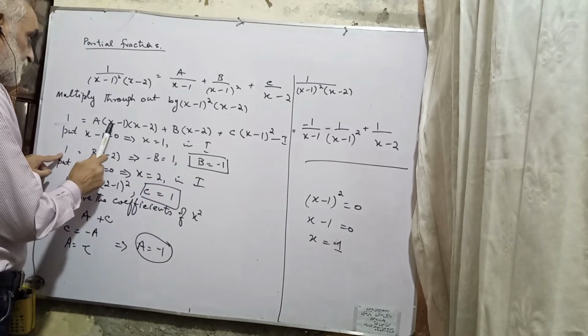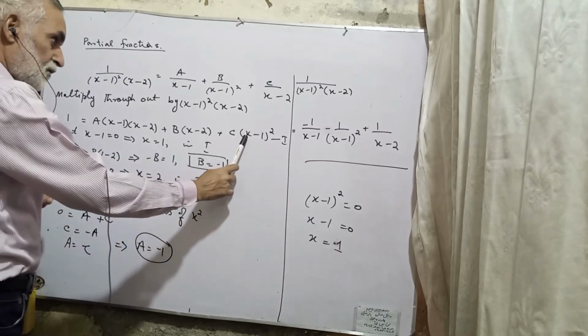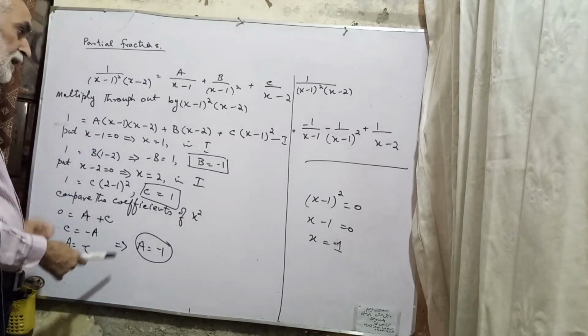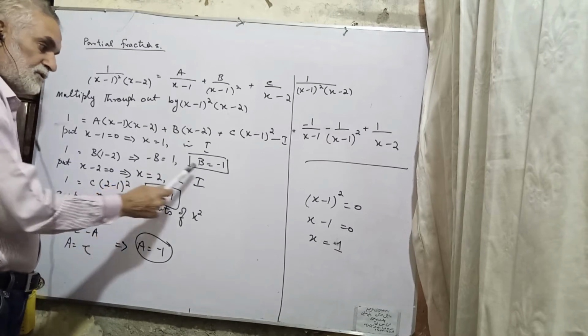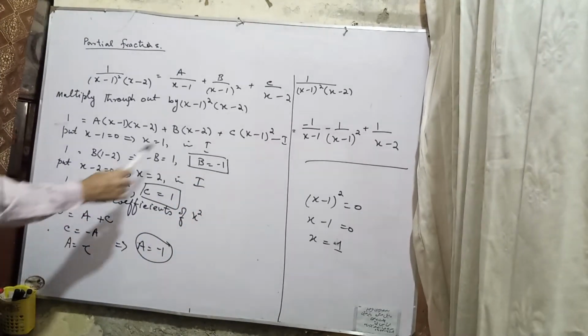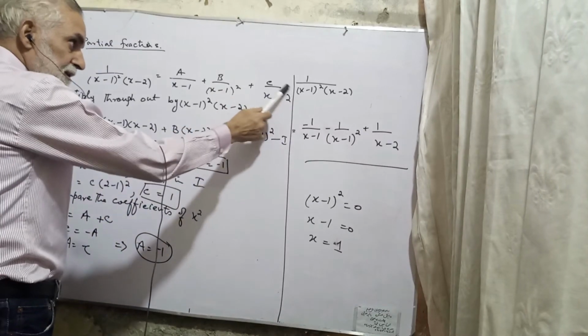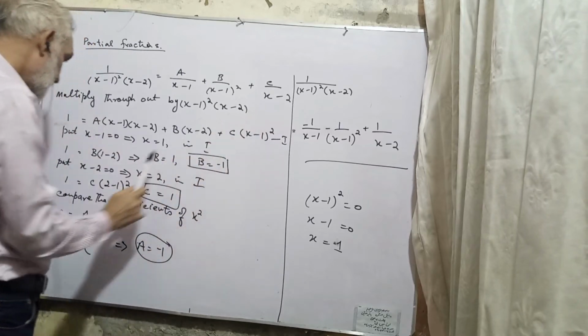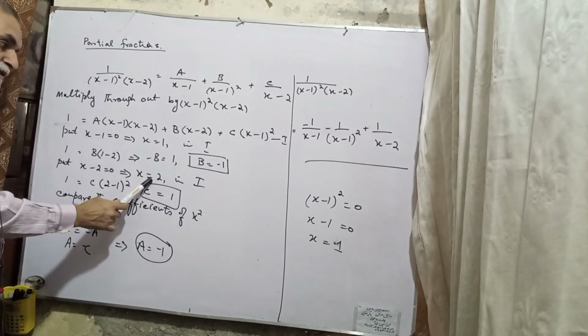1 remains the same, x is 1, so 1 minus 1 gives 0, 1 minus 1 gives 0, we are left with B(1 minus 2). It means minus B equals 1, so that B equals minus 1. Right? Similarly, the second linear factor is x minus 2. When we put x minus 2 equal to 0, we are left with x equals 2.